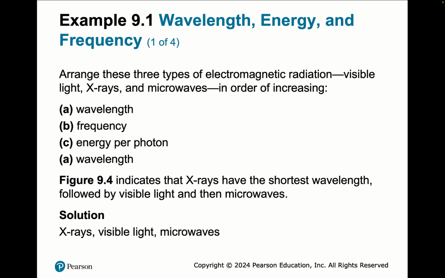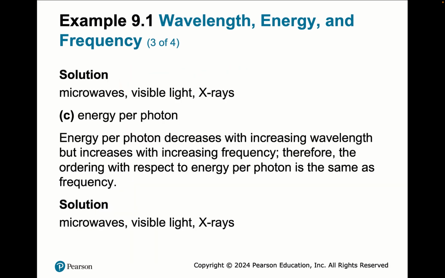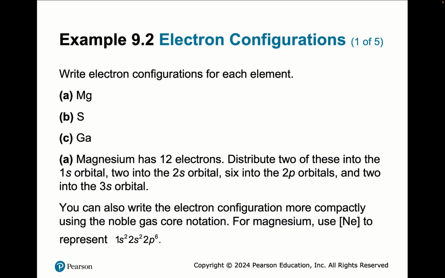It's going to be microwave, visible, X-rays, and B and C are the same for energy per photon. So the higher the frequency, the more energy. So there we go.